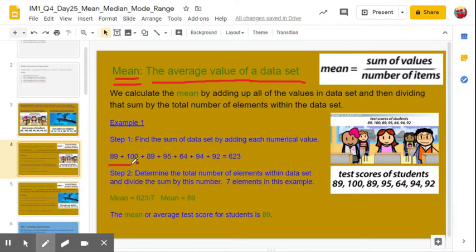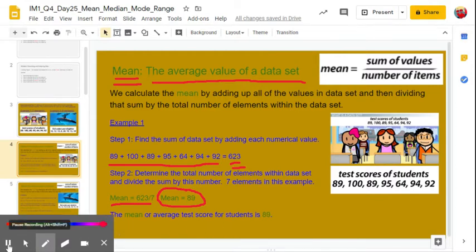So first step is you have to carefully add up these numbers. You may use a calculator, so just make sure you key them in correctly. And you get 623. But that's not our mean. That's not our average. That's the sum of all those values. So step 2 is we take that number and we divide by the number of elements, or the number of numbers that are in that data set. So in this case, it's 7. So to find the mean, it's 623 divided by 7. So in this example, we get 89 is our mean. So we'd say that the mean or average test score for students is 89.